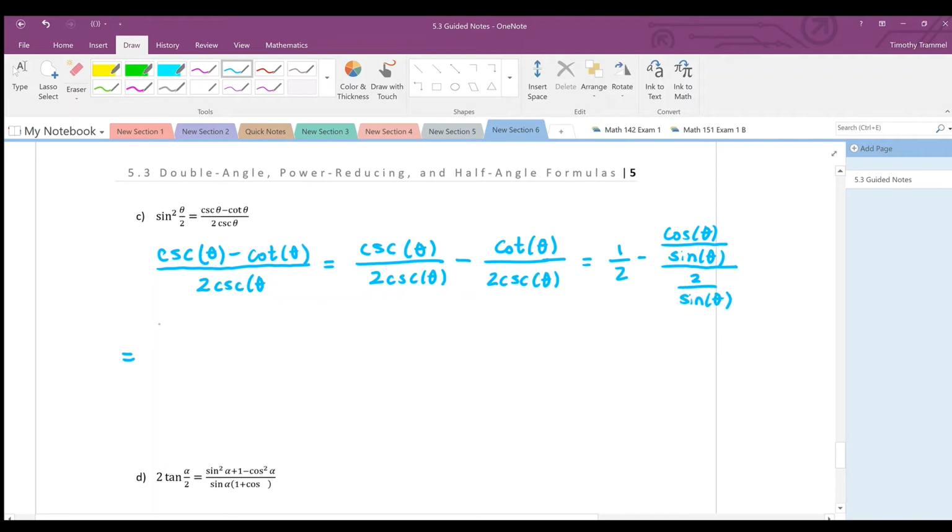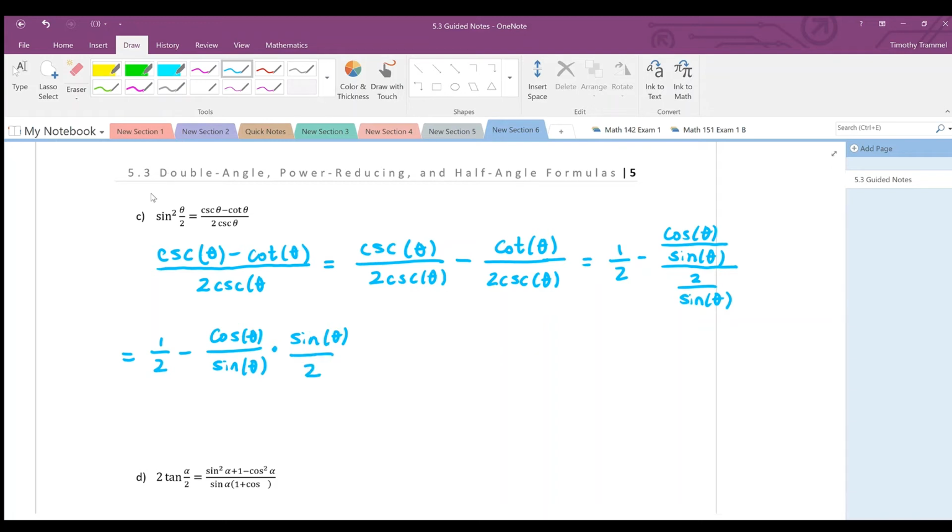All right, let's go ahead and flip and multiply. So we have 1/2 minus cosine of theta over sine of theta times the reciprocal of the denominator, which is sine of theta over 2.